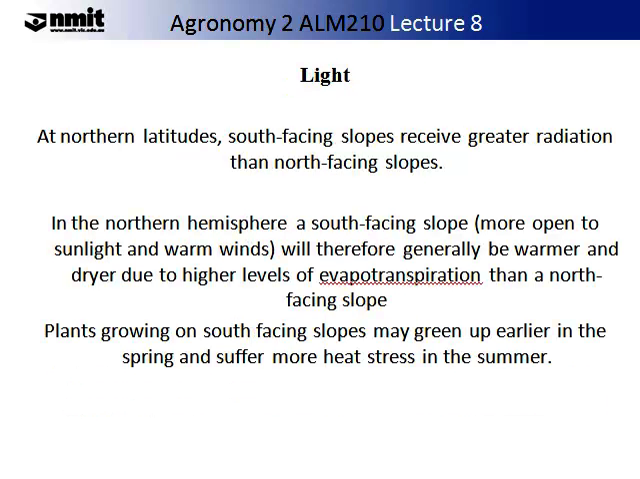At northern latitudes, south-facing slopes receive greater radiation than north-facing slopes. In the northern hemisphere, a south-facing slope, which is more open to sunlight and warm winds, will therefore be generally warmer and drier due to higher levels of evapotranspiration than a north-facing slope. Plants growing on a south-facing slope may green up earlier in the spring and suffer more heat stress in the summer in the northern latitudes.